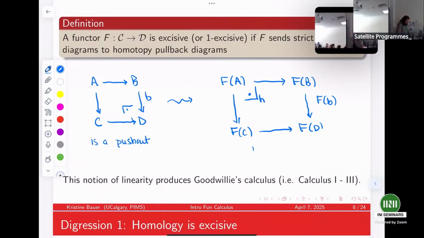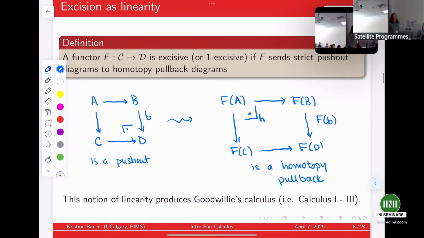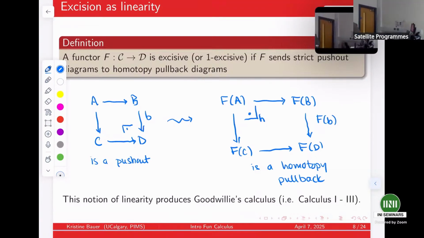And this is a homotopy pullback. So we've got a couple of things that we have to pull apart in this slide. One is, why is excision a good choice for what we mean by linearity? And the other is, I just said homotopy pullback, and maybe I should tell you something about what I mean by those. Okay.